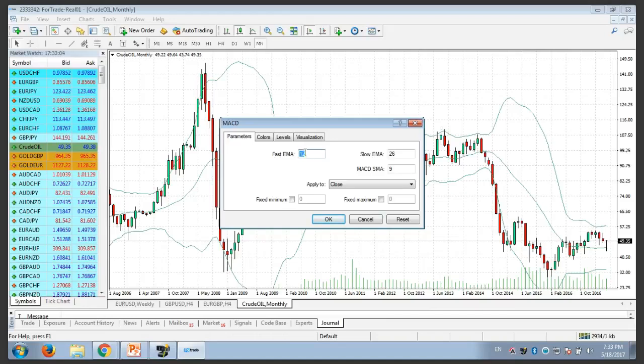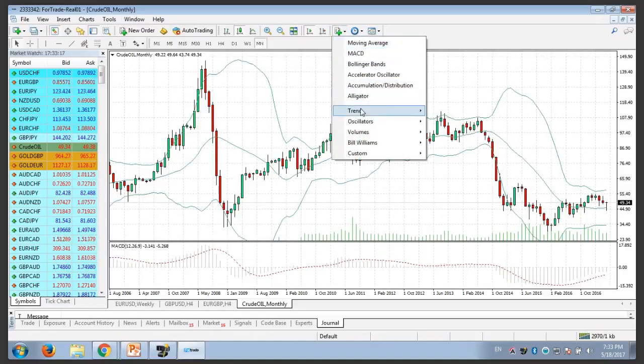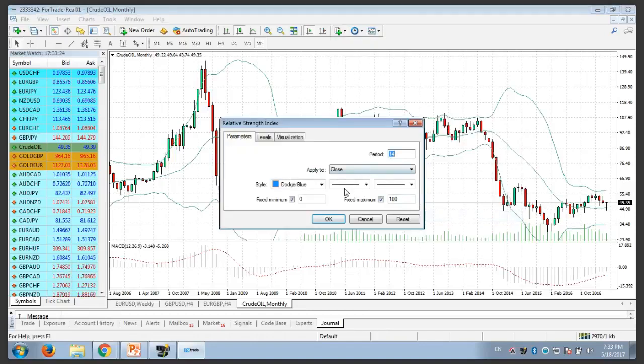This is MACD. Again, keep the settings as we talked about: fast exponential moving average 12, slow 26, and the signal line 9. And here we have the histogram. Then if we want to put RSI, again on the oscillators, relative strength index, keep all of these setups: period 14, closing price. Okay, and here we have RSI.